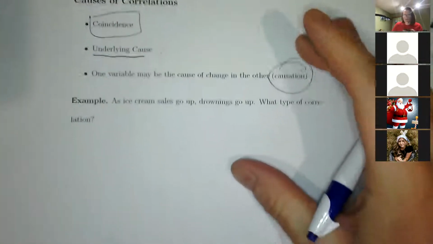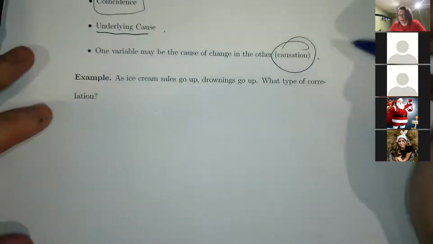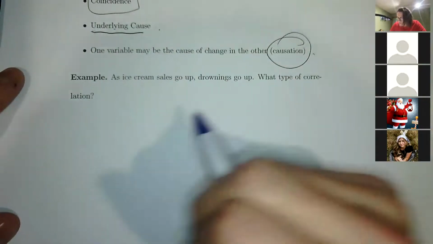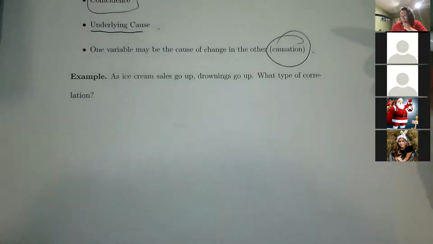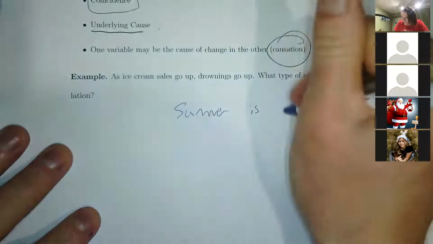Anyway, one more example I wanted to do was this one. It's a little morbid, but it's also kind of funny. As ice cream sales go up, drownings go up. What type of correlation is this? Would it be an underlying cause? What do you think? What's the underlying cause? Well, ice cream sales go up, more drownings. It's probably a hot summer. Yeah, it's just the summer. Summer is the underlying cause.